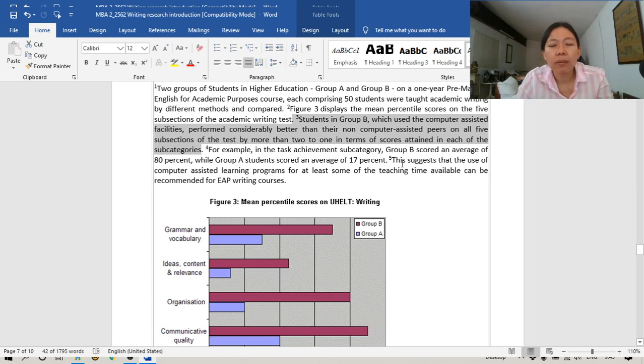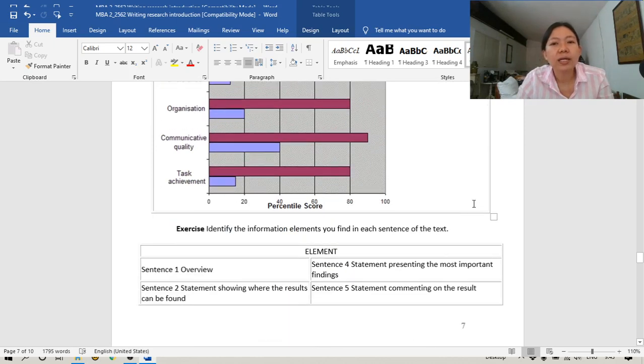Next, this suggests that the use of a computer-assisted learning program for at least some of the teaching time available can be recommended for EAP writing courses. So here, the word recommended is giving a comment on the research result. So here are the answer keys for the introduction part, research methods, and research results.